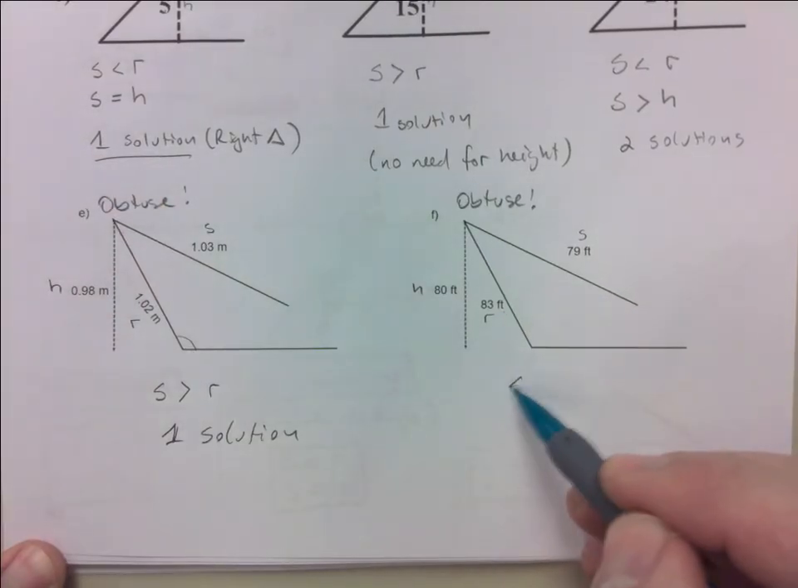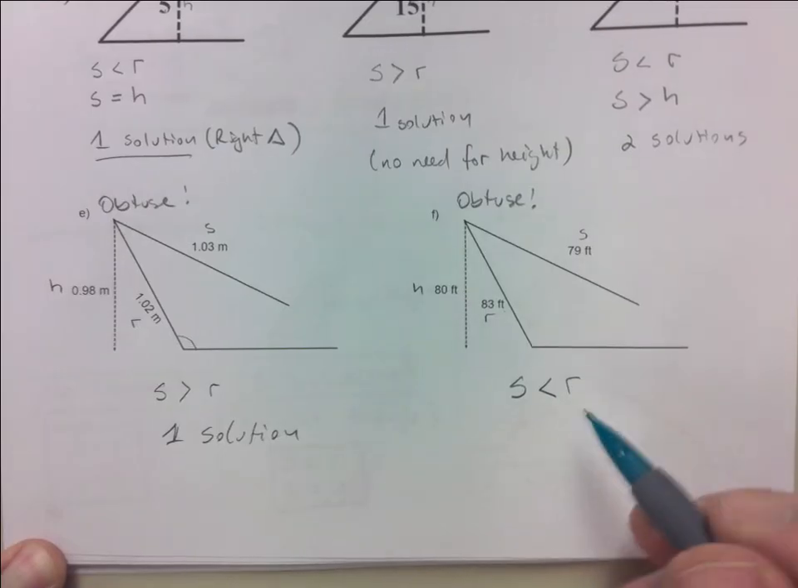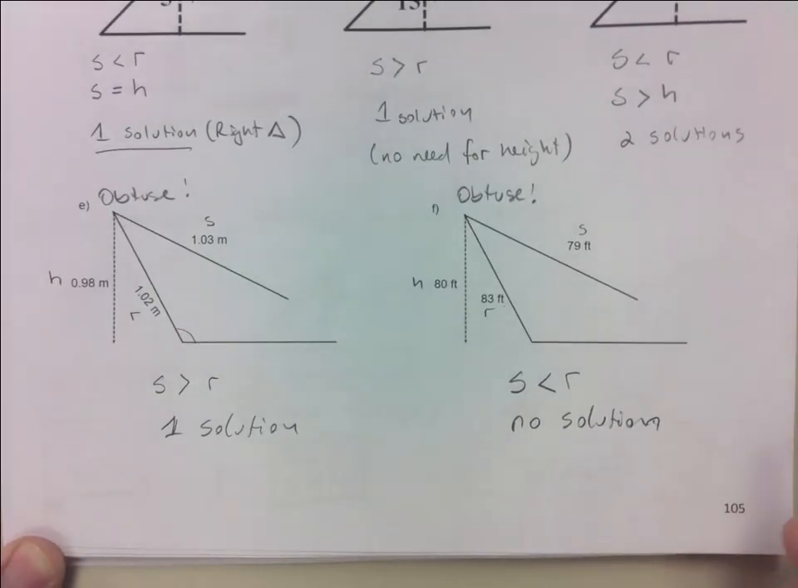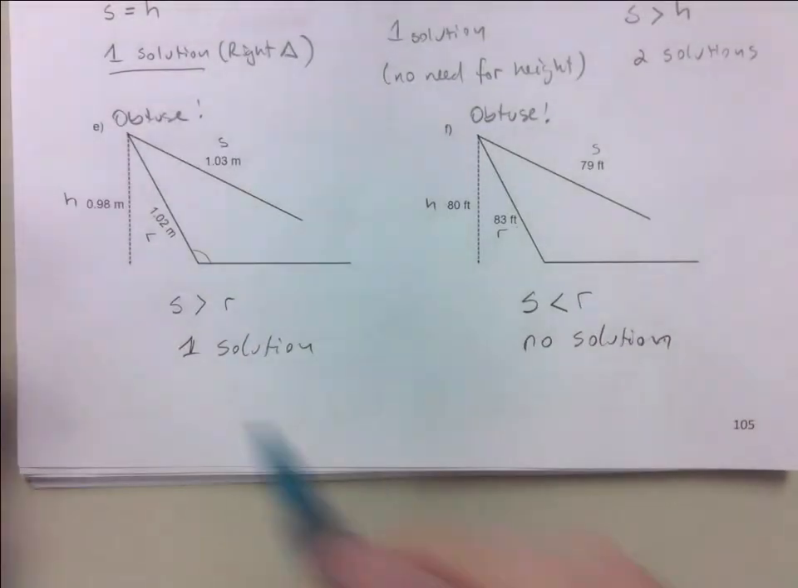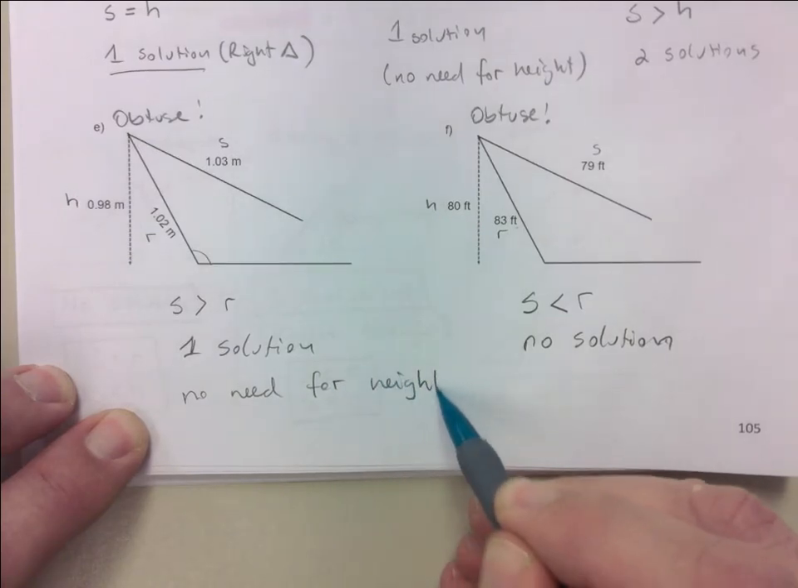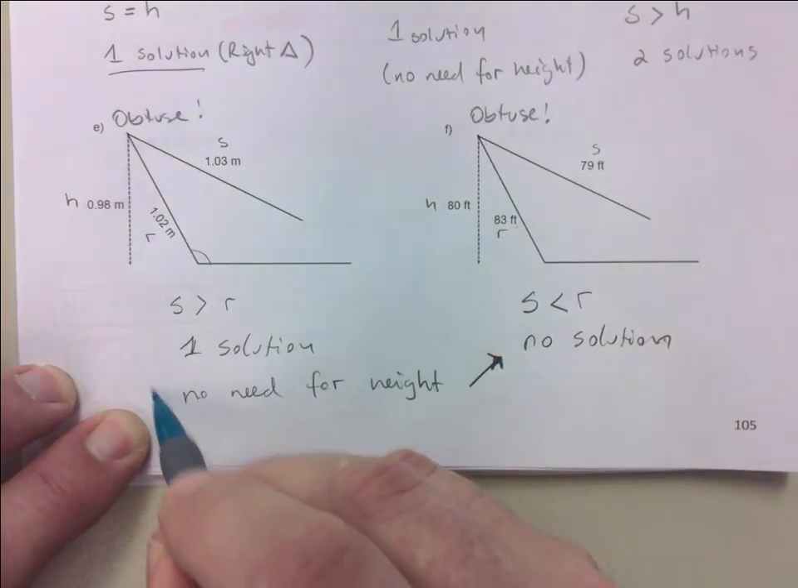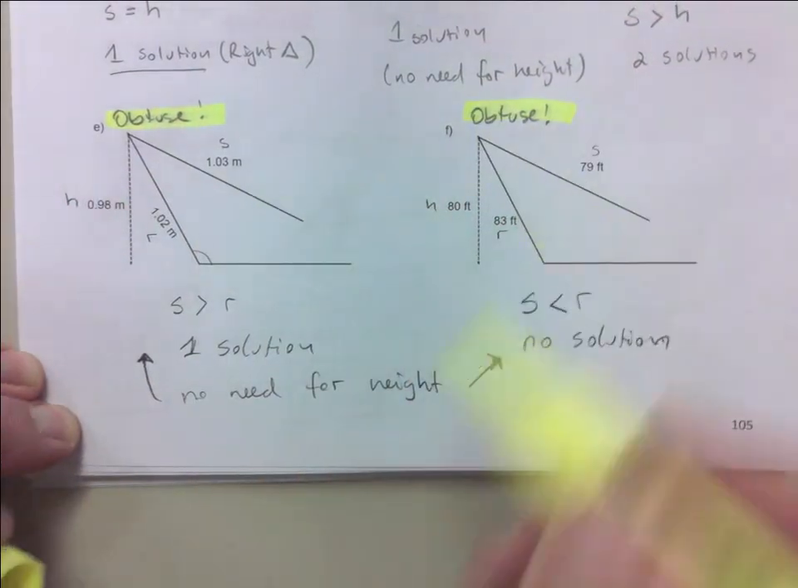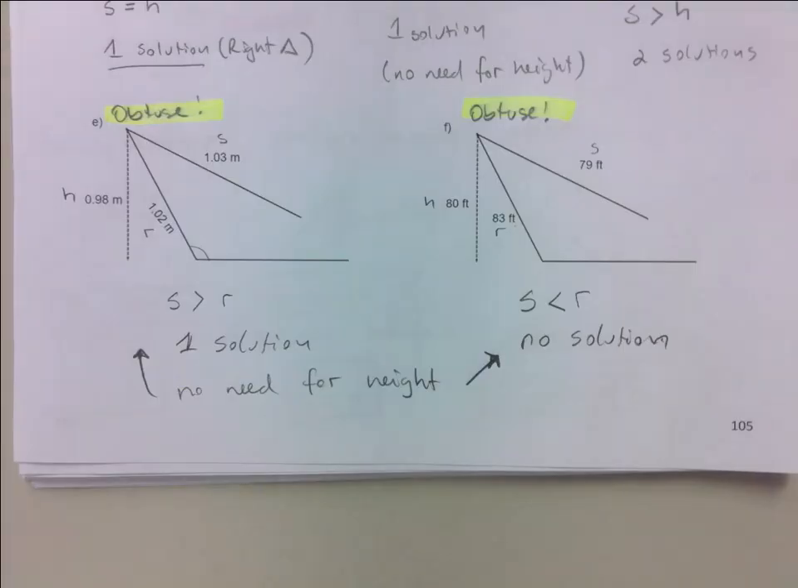Here, I notice that the string is less than the rod, so no solution. That's it. Okay? No need for heights. No need for height. I'm going to write that down and give it an arrow pointing to both cases because it's obtuse. Okay? The reason is it's because these are obtuse cases. We don't need to worry about the height, period. Okay?